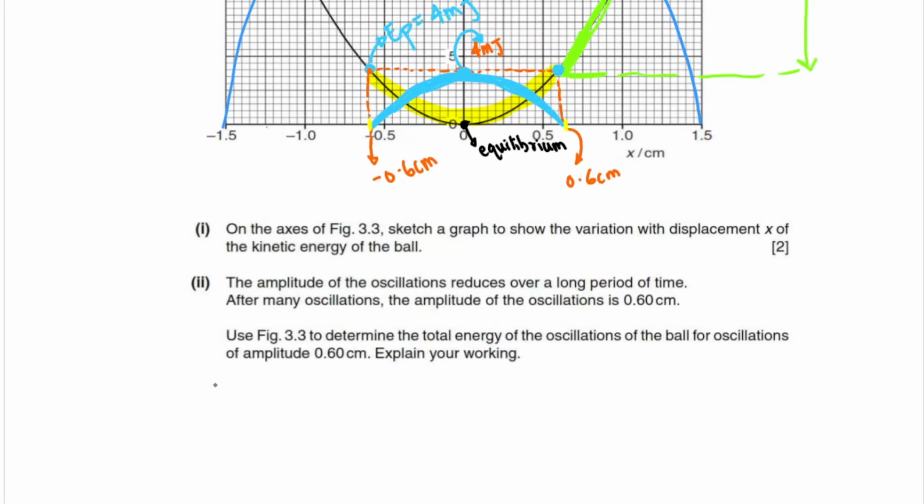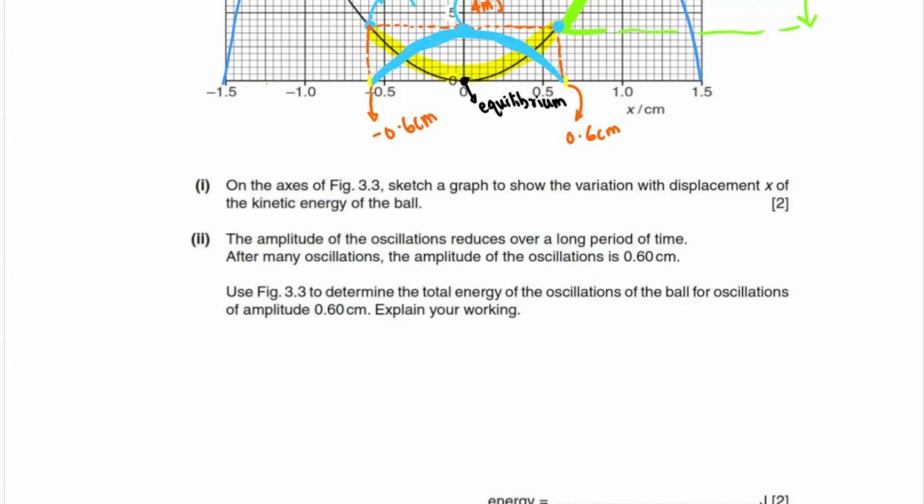Using figure 3.3, determine the total energy of the oscillations of the ball for oscillations of amplitude 0.6 centimeters. Explain your working. Okay. Well, there are actually two ways to do this. So first, let's learn method 1. This method can be used for various types of questions, and I'd say that learning this method will help you better understand how formulas work.